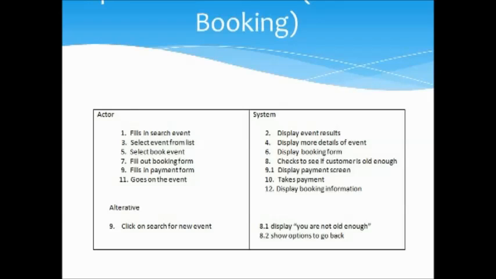The system would display the booking form. The actor would fill out the form, and the system would check to see if the customer is old enough. There's an alternative here, and if it says it is not old enough, it will give you the option to go back and start looking for a new event. Otherwise, it would carry on and fill in the form payment. The system will take payment. The actor will go to the event, and the system would display the booking information.